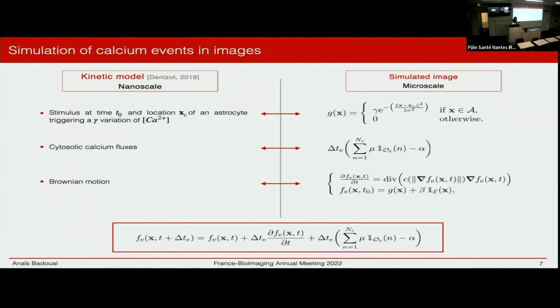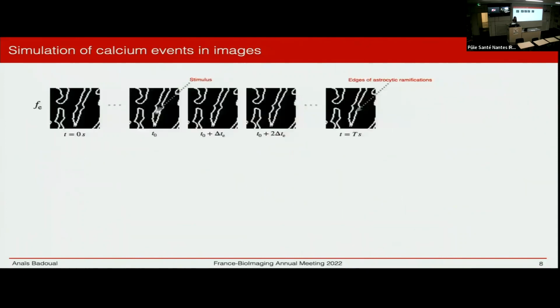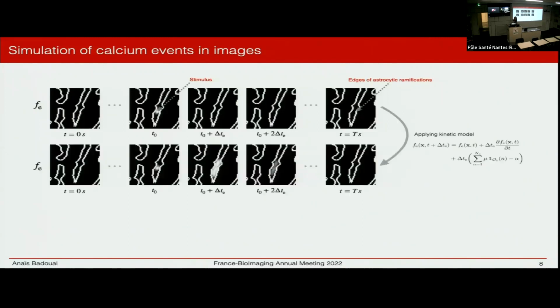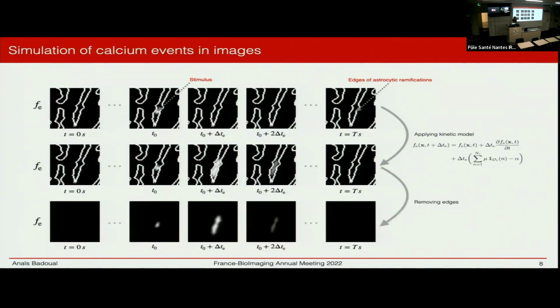Now, if I show you some images, just in order to visualize it. So what we do is that we created a sequence of images. We added the contour, the edges of the astrocytes, and at time t0, we model the stimulus by a Gaussian function. And by applying the formula that we just obtained, you can see the calcium signal that appears. And the last thing that we do at the end, we just remove the edge of the astrocyte to have a sequence of images with only the calcium signal.